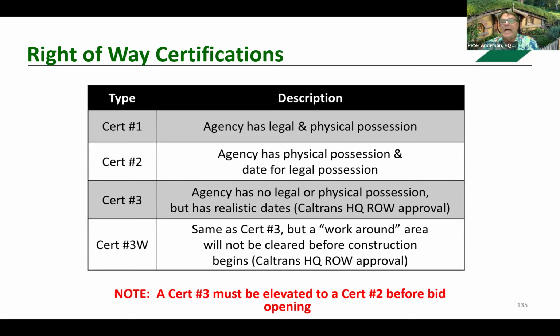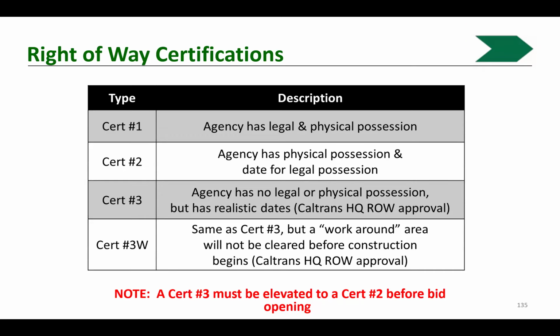But the Cert 3 does not need to be raised to a Cert 1 or 2, but must be updated to provide any progress pertaining to the workaround parcels. Again, those are used in very limited cases. From my experience of 15 years, I may have only dealt with 1 or 2 Cert 3s.